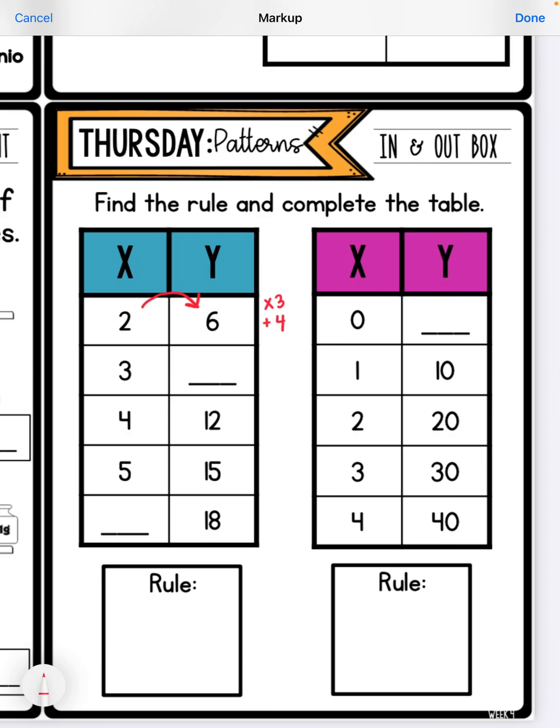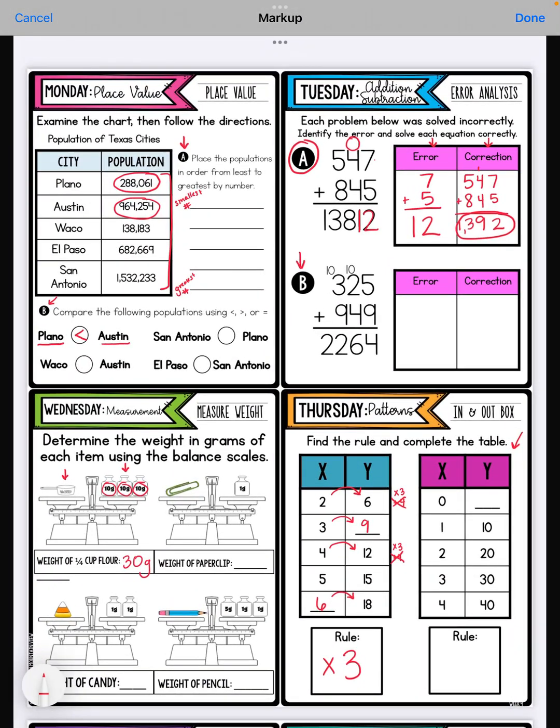And now let's see if that works. I'm going to go to the next one that's filled out. If I do the times 3 rule, 4 times 3 is 12. If I do the plus 4 rule, 4 plus 4 is 8. So I know it's not this one. It's got to be times 3. And then I can fill out the rest of this chart. 3 times 3 is 9. What times 3 equals 18? 6. So do that for the next XY table.